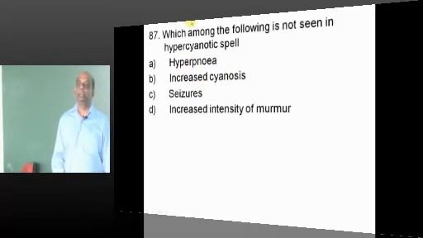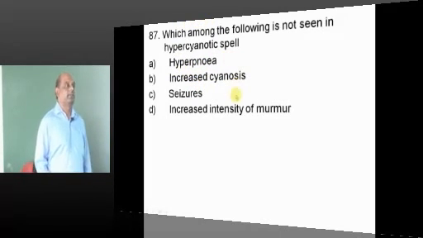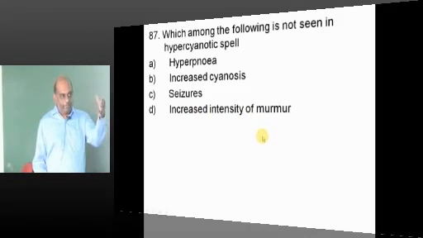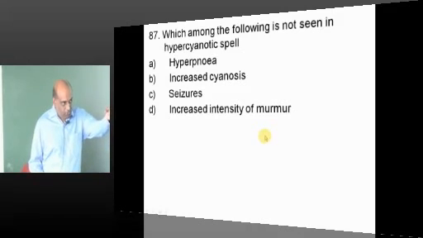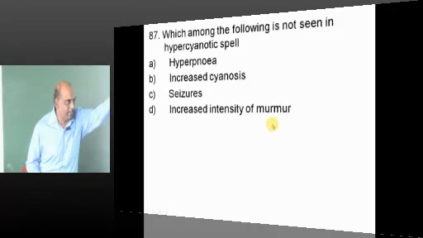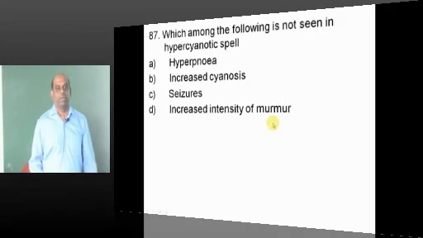Hypercyanotic spell, what is your answer? Increased intensity of murmur. That's right. What happens to the intensity of the murmur? Decreases. Why will it decrease? Because the pulmonary route goes into spasm, which further decreases blood flow, so the murmur comes down.